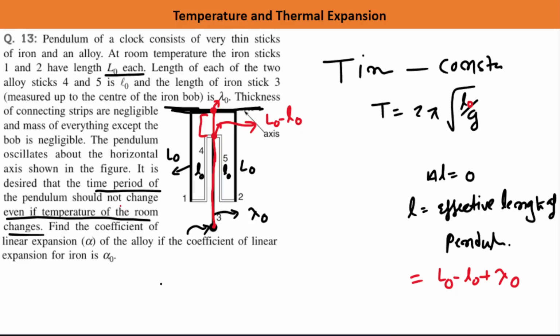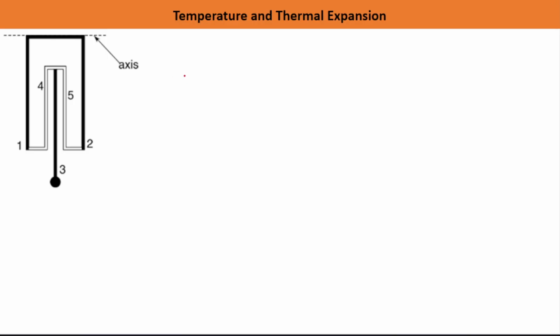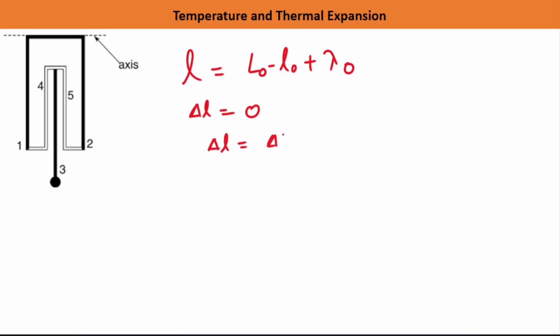Now what is getting asked in the question? Find the coefficient of linear expansion of alloy if the coefficient of linear expansion for iron is alpha naught. So this we have to find out. Now look, effective length we know. Effective length is how much? L naught minus L naught plus lambda naught. And we have to make delta L equal to 0. So let us calculate delta L. That will be equal to delta L naught minus delta L naught plus delta lambda naught.